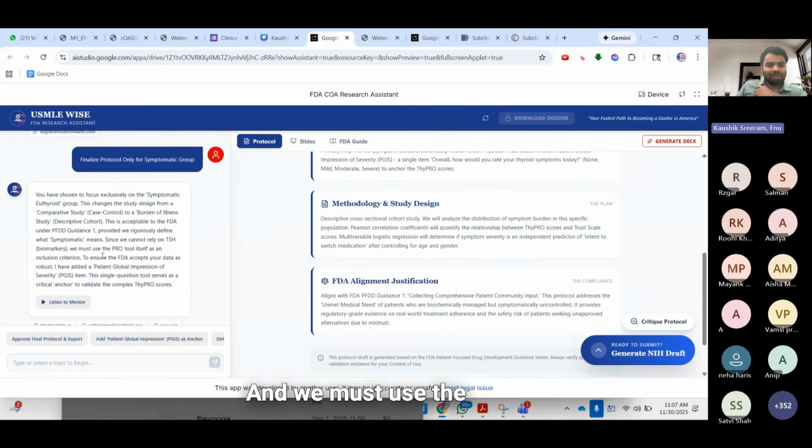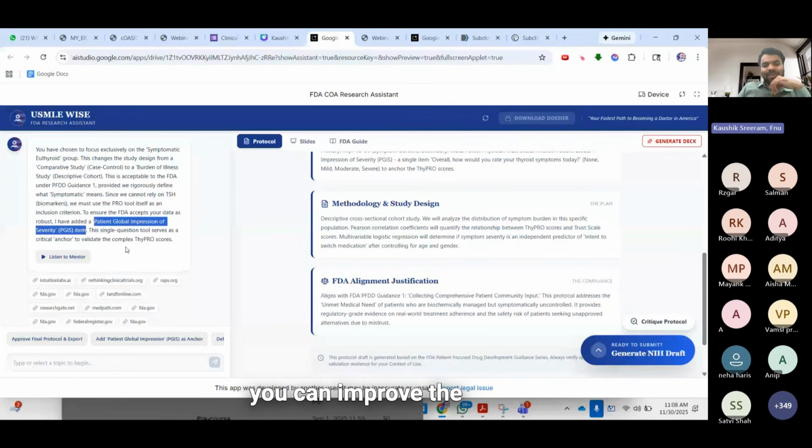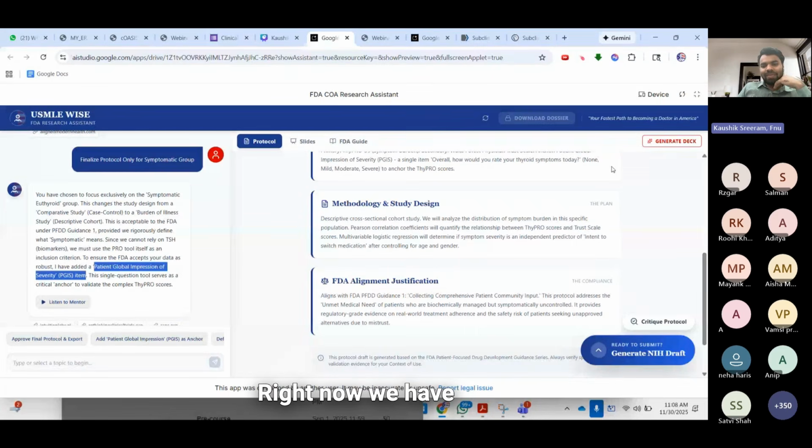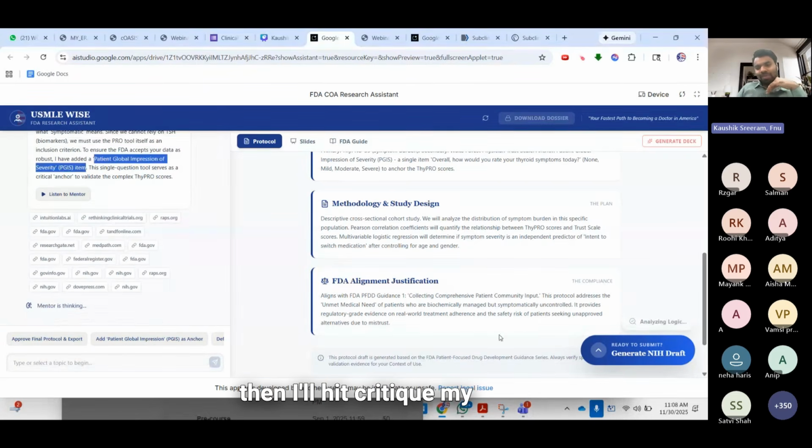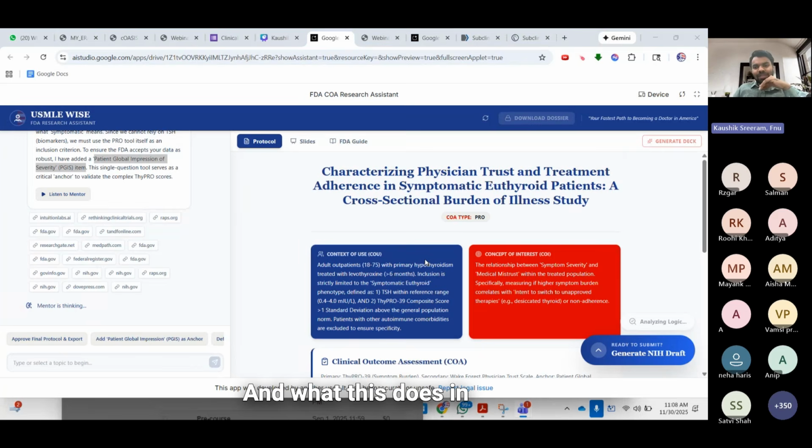And we must use the PRO tool itself as an inclusion criterion to ensure FDA accepts your data as robust. I have added a very simple question: patient global impression of severity. I agree it's a tool. It's a single question and that's it. Just by adding that, you can improve the validity of your study. Now we have come up with mostly what to do. Then I'll hit critique my protocol, and what this does is try to figure out whether there are any logical gaps or logical issues in my study.